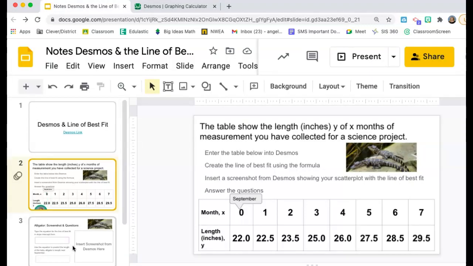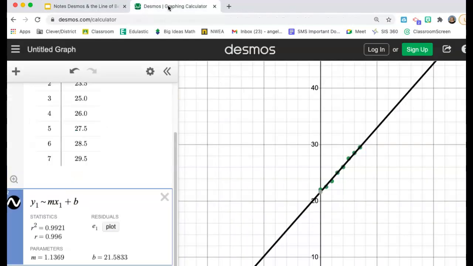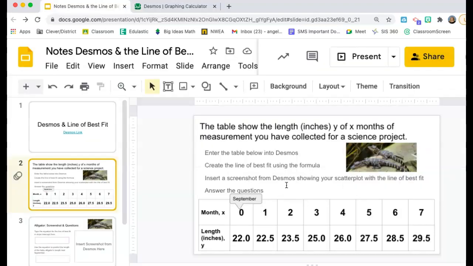Now we're going to go back. It says insert a screenshot from Desmos. For what you're going to need to do, you're going to need to pick this up. You're going to do your screenshot of your screen here. So I want this up here. Give me as much of this as you can that you're going to enter into the slide. So I'm going to do that. So I have my screenshot on my computer, and then it says answer the questions.